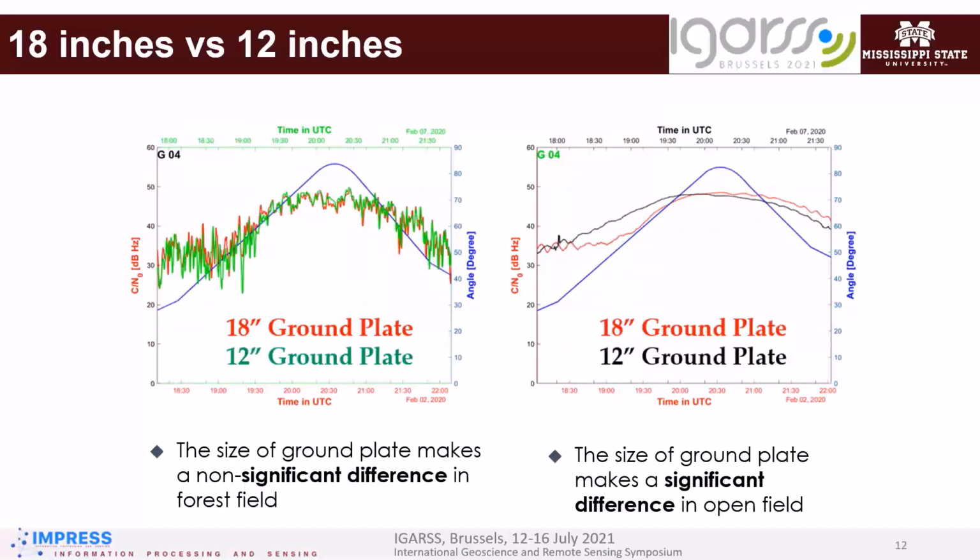As we are trying to identify the source of multipath, we experimented with different size ground planes, 18-inch and 12-inch diameter circular planes, in both forested and open areas. The result shows that the size of the ground plane made a significant impact on the received signal in the open area, displayed on the right side plot. On the other hand, its impact was negligible in the forested area, indicating that the signals were mostly received through the upper hemisphere and the ground multipath did not contribute much to the result.